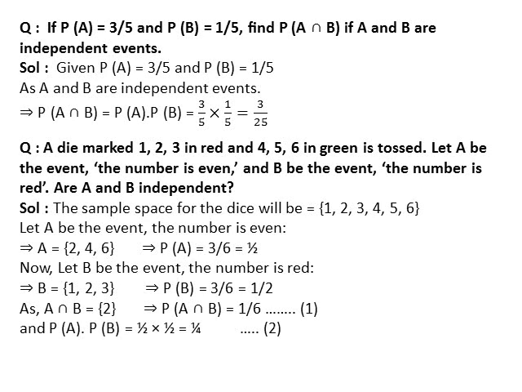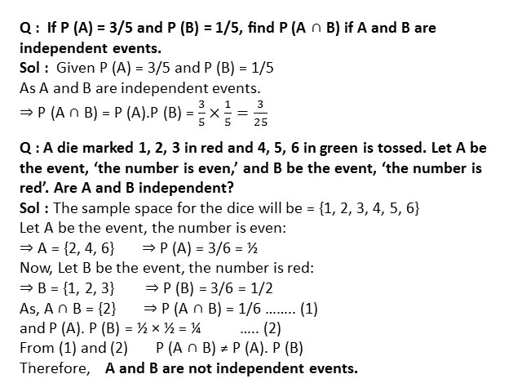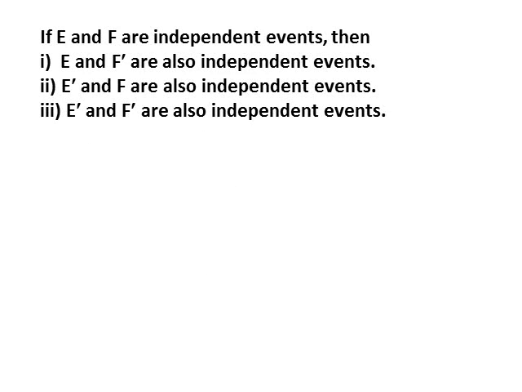Now, probability of A multiplied by probability of B equals 1 by 2 multiplied by 1 by 2 equals 1 by 4. So, probability of A intersection B is not equal to probability of A multiplied by probability of B. Therefore, A and B are not independent events. Let's discuss some more results related to independent events.